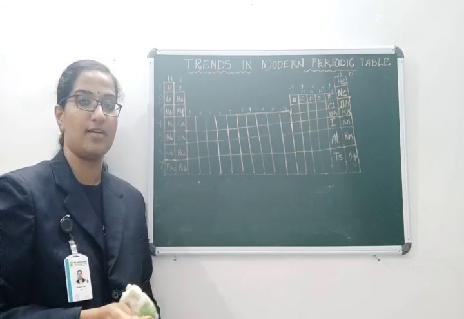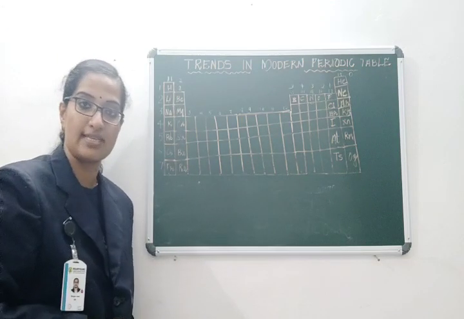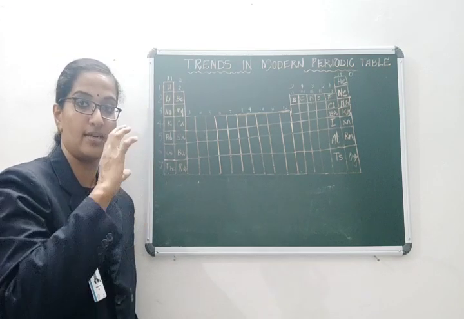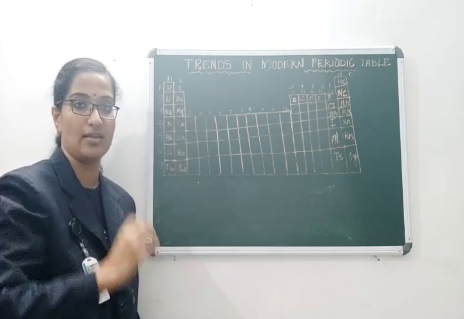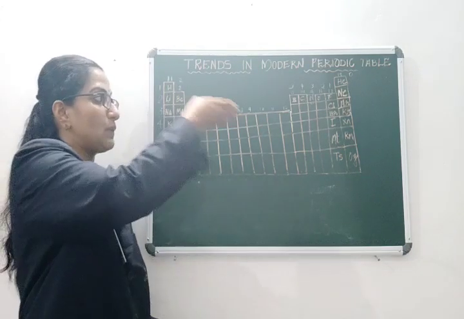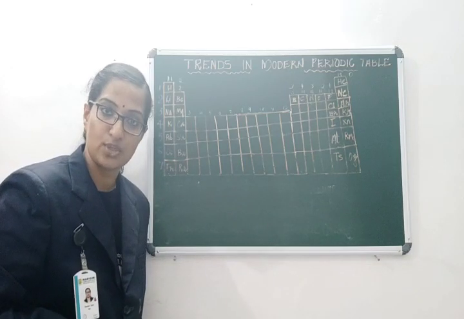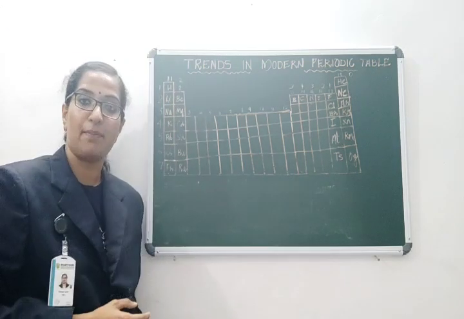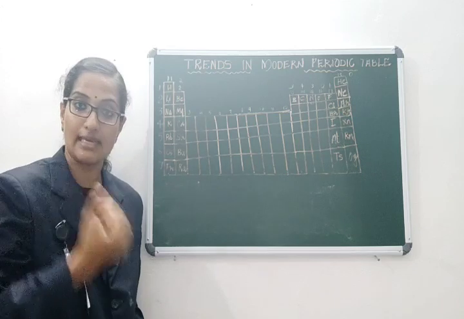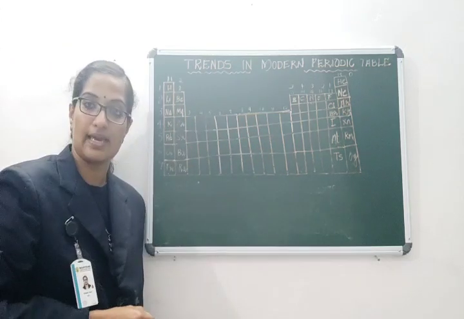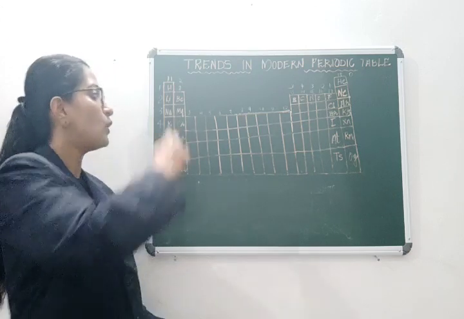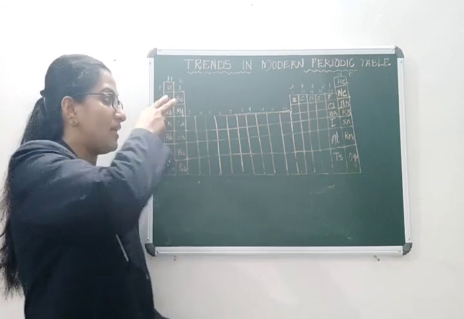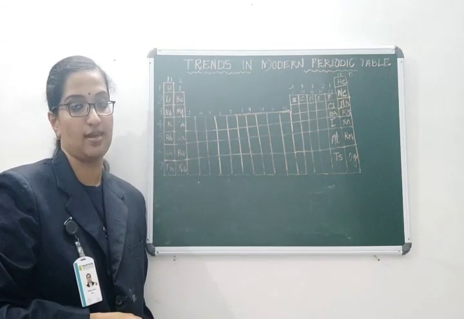Let me summarize the trends first. First, top to bottom, atomic size increases and the number of shells increases. The atomic radius means the distance between the nucleus and the outermost electron. They increase. But left to right, atomic size decreases due to the increase in nuclear charge. And top to bottom, what happens to the metallic character? Metallic character increases. But left to right, metallic character decreases. Top to bottom, electronegativity decreases, but left to right, electronegativity increases.